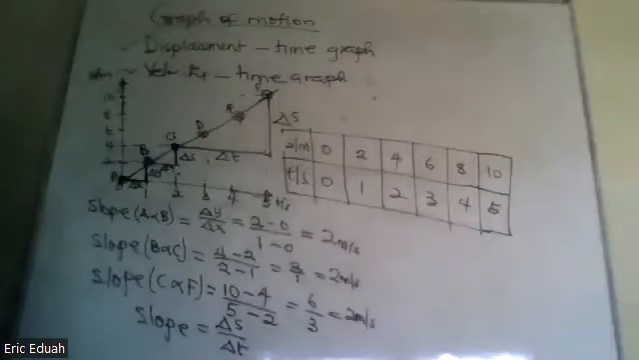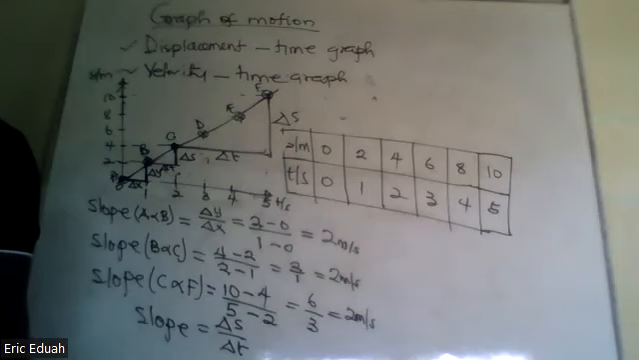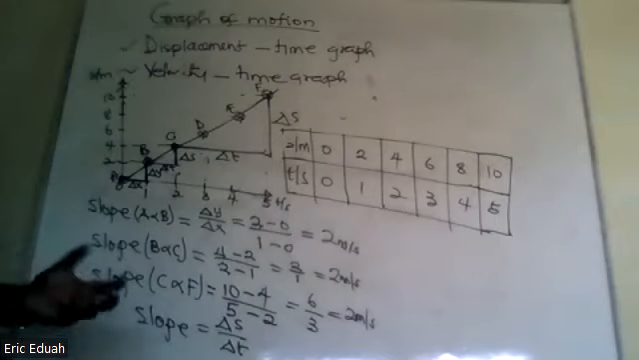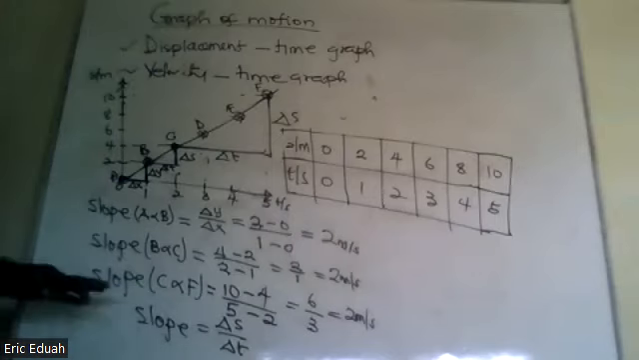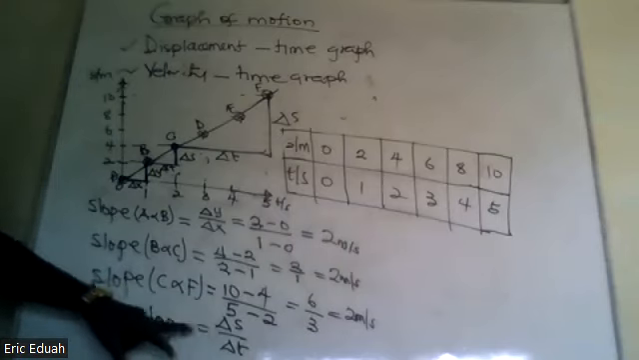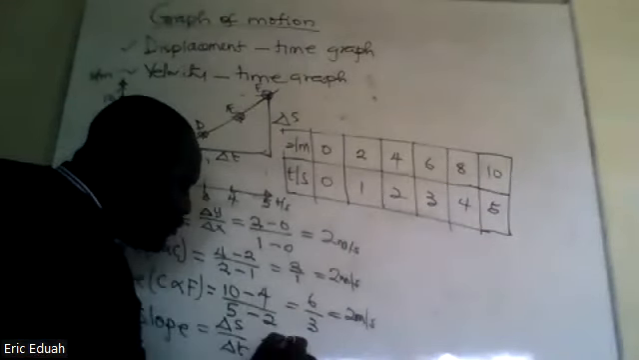But what is velocity? It's displacement over time. So it is the rate of change of displacement with time. When displacement changes with time, the result is velocity. So for a displacement time graph, this slope is also displacement over time, and so this is equal to velocity.